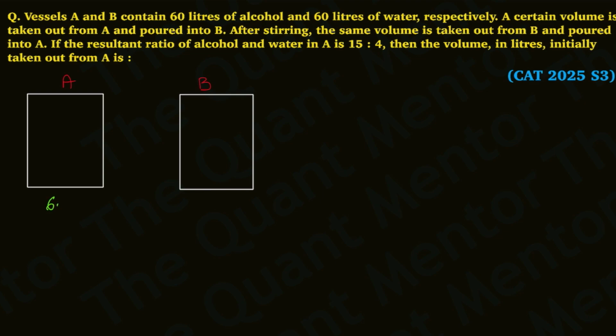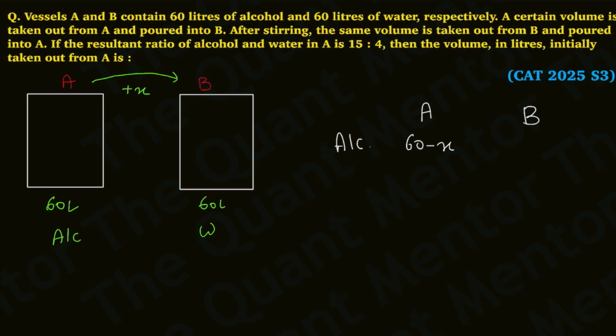A contains 60 liters of pure alcohol while B contains 60 liters of pure water. Now, a certain volume is taken out from A and poured into B. So, we'll just keep track of the alcohol and water content in A and B. In the first case, when we transfer X liters from A to B, the alcohol content in A becomes 60 minus X, and in B, initially there is no alcohol content, so the alcohol content is now X liters in B. If you talk about the water content, A right now has no water content, B has 60 liters of water. So that's the situation after we transfer X liters from A to B.